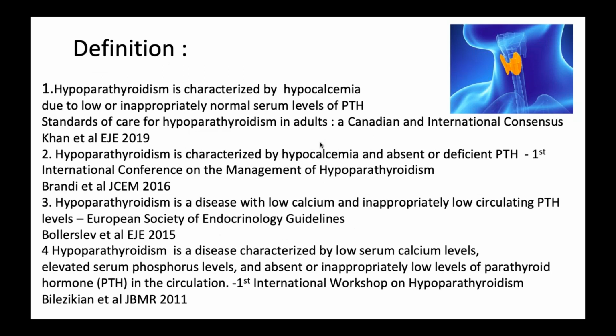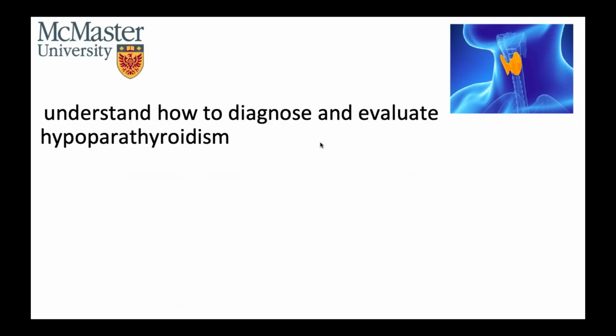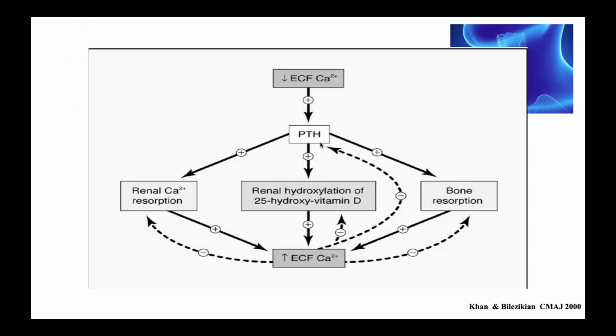So we do have international consensus that hypoparathyroidism is characterized by low serum calcium in association with low or inappropriately normal PTH. And this was agreed upon beginning with the first international workshop on hypoparathyroidism in 2011, and then the European Society of Endocrinology guidelines in 2015, and also the International Conference in 2016, and most recently the International Consensus Standards in 2018, published in 2019, sorry.